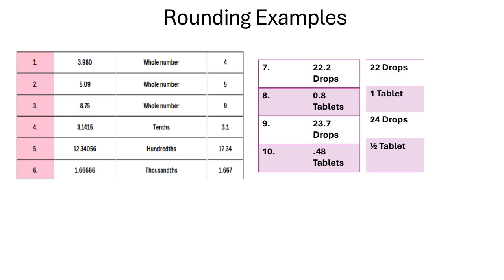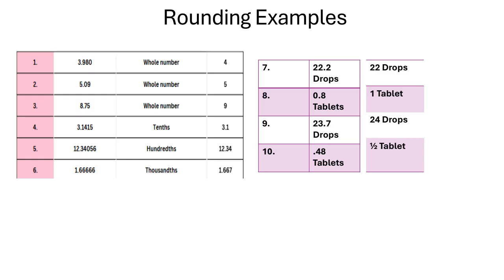Now, an example going to the tenths place, you have 3.1415. If you want to round that to the tenths, that'll give you 3.1. Now for hundredths, 12.34. And the thousandths, same thing, 1.6666. You'll round that to 1.667.